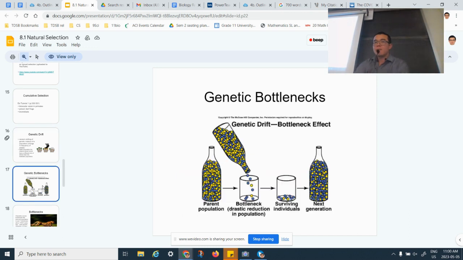This can be linked to what you call a bottleneck event. So in this case, let's say this is the original population. And after the event, you only have so many left, for example. The surviving individuals will mate, presumably. And in the next generation, if you look, the allele frequency is very different from the original population. It's not reflective of how it was before.